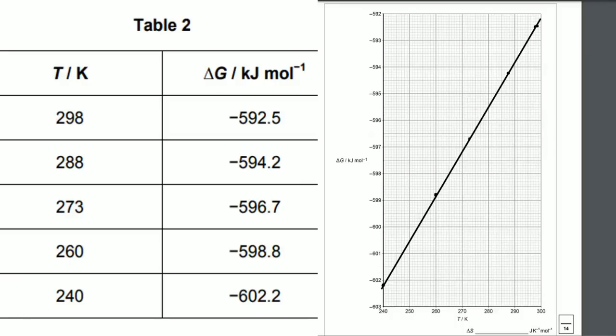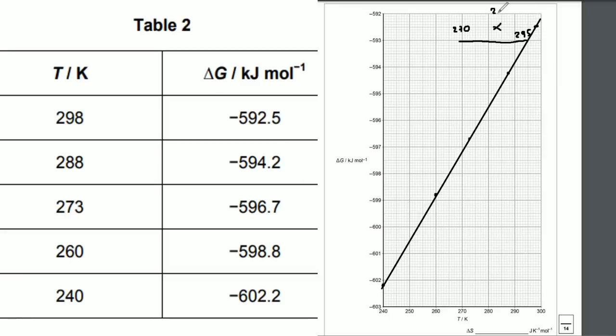Now we need to work out the gradient. We want to work out x and we want to work out y. You can pick any 2 points on the graph to do this, and then do y divided by x, and you'll get the gradient. Then convert the gradient units from kilojoule per mole into joules, which is for delta S, because delta G is in kilojoule per mole, delta S is in joules per mole. Joules to the minus 1, K to the minus 1, mole to the minus 1.